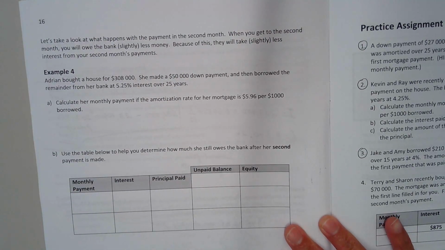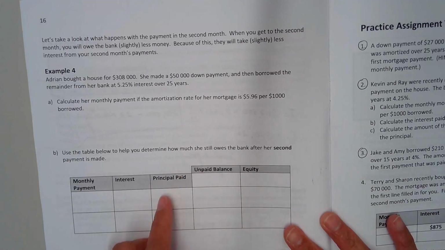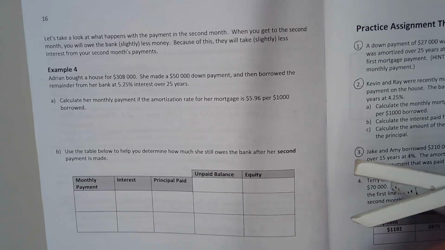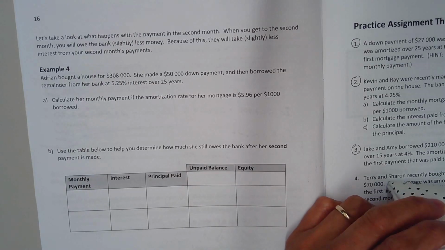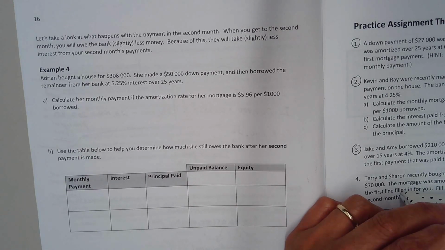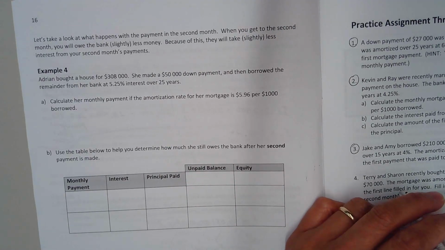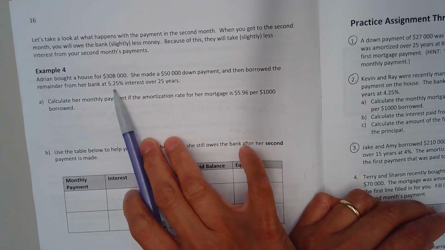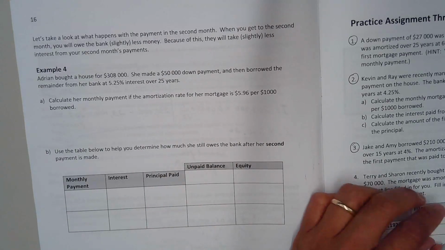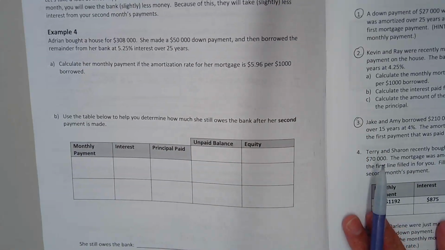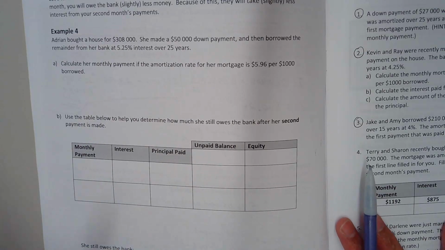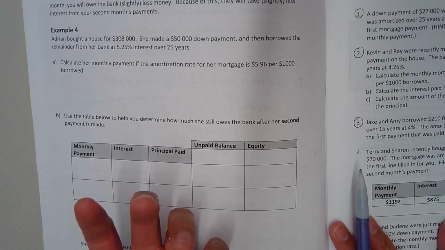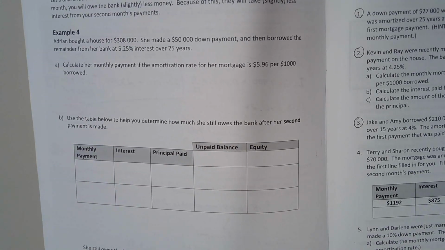Example number 4. Adrian bought a house for $308,000. She made a down payment of $50,000, and then borrowed the remainder from the bank at 5.25% over 25 years. Okay, so we kind of get the scenario here. They found a house, they have a little bit of money to pay that down, and the remaining is borrowed.